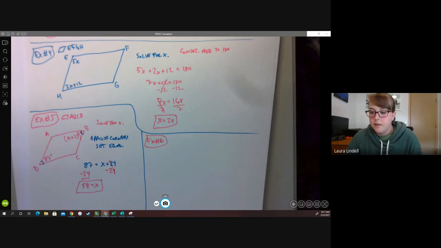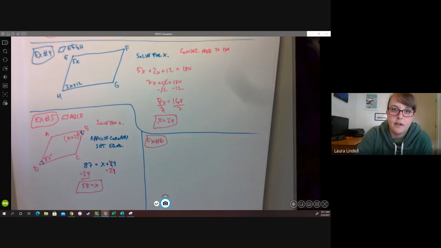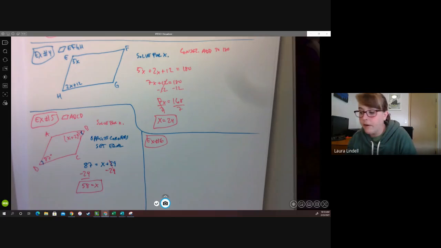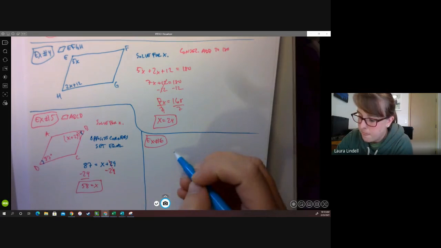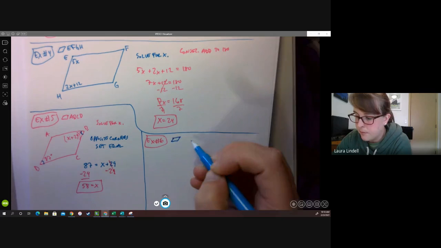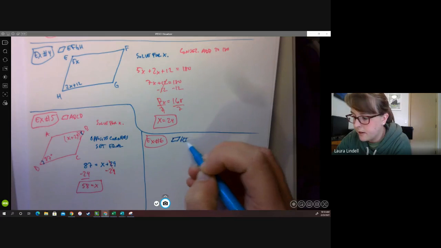Okay, so far we've dealt with opposite sides being congruent. We've dealt with consecutive angles adding to 180, and we've dealt with opposite angles being equal to one another. The last one, we're going to deal with the diagonals bisecting each other. That's going to be our last example for today. Or for now, anyway, until we get to our homework. There's always more, right? This time we're dealing with parallelogram HIJK.